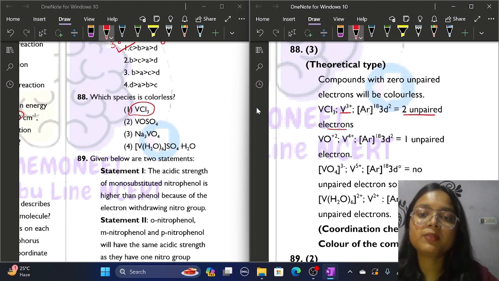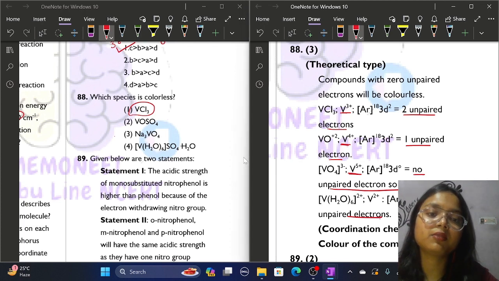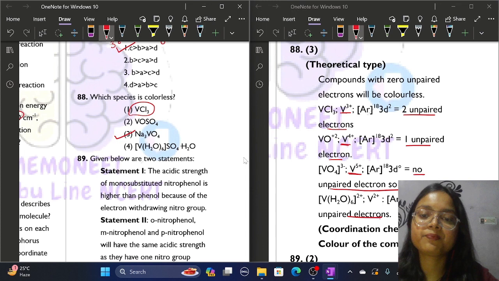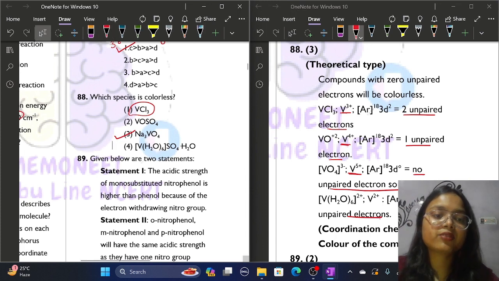For VO2+, V has the +4 oxidation state and 1 unpaired electron. It is also colored. For VO4 3-, V5+ has no unpaired electrons. Therefore, it will be colorless. And for the last one, V(H2O)6 2+, it has 3 unpaired electrons. So the correct option will be the third one, VO4 3-. Okay, let's move on to the next question.